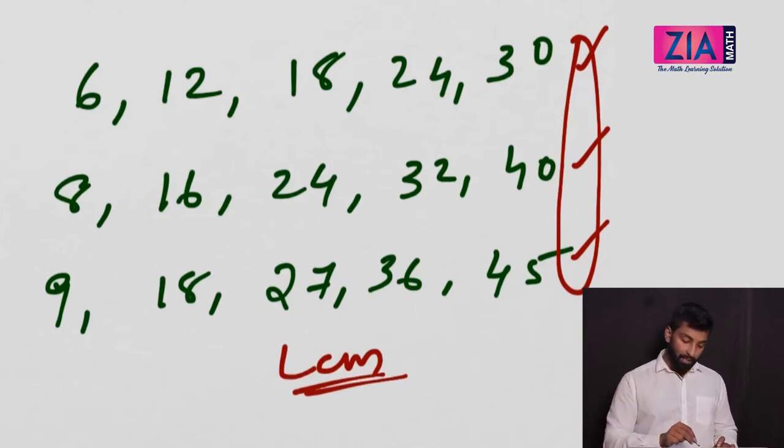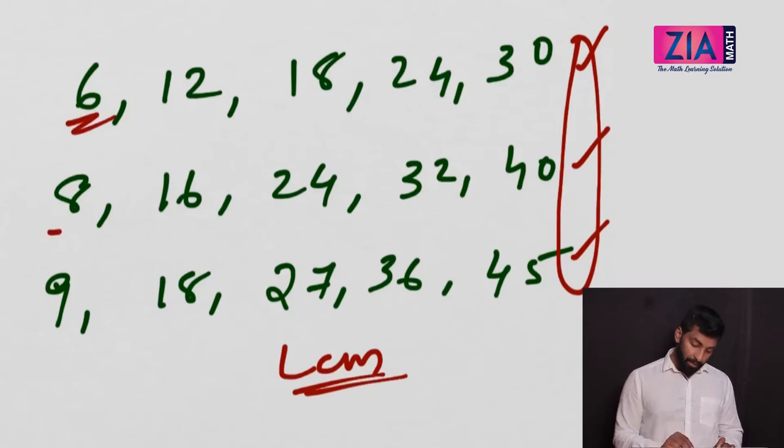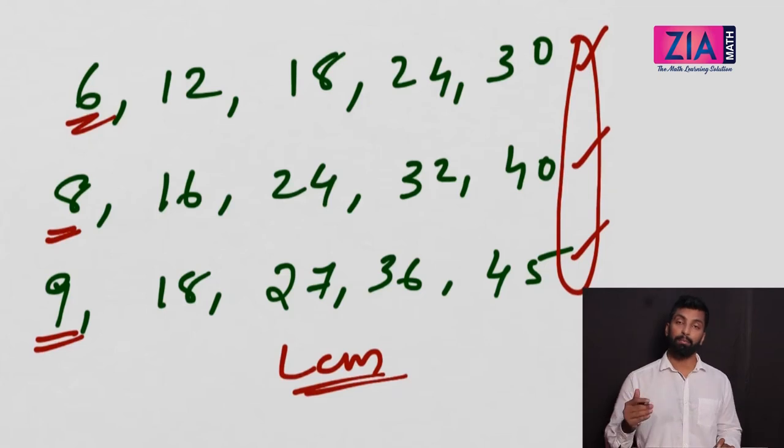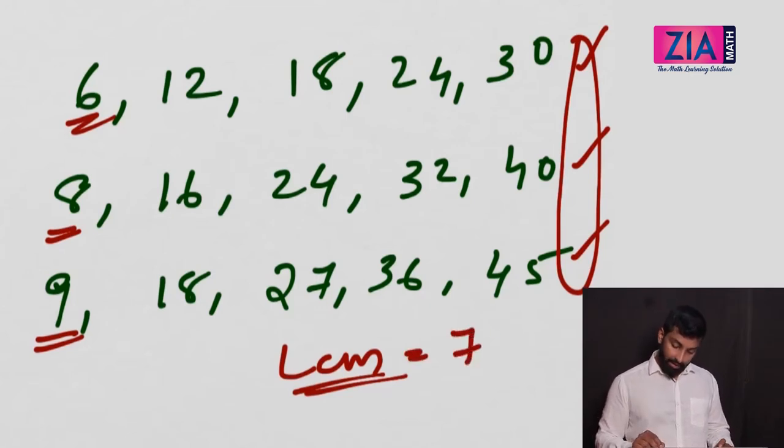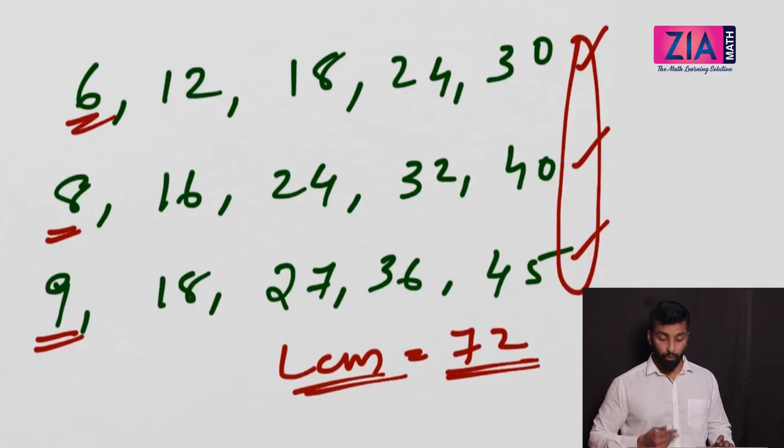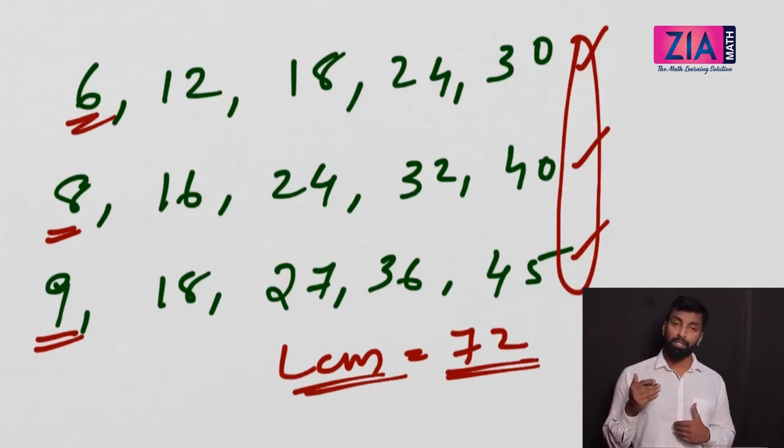That number must be divisible by 6, that number must be divisible by 8, that number must be divisible by 9 also. That means that number will be a multiple of all the three. Then only you can see all the three items in that box, right? So what you need to do is find the LCM and you will get it as 72. What does it mean? The 72nd box will contain all the three items which are mentioned here.